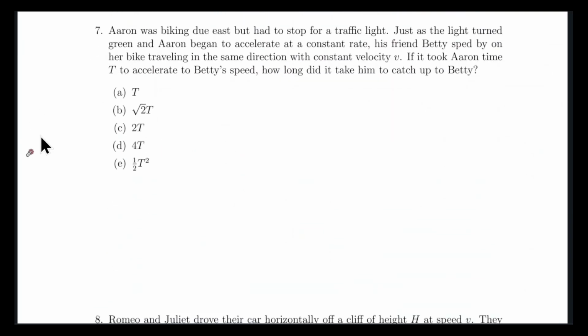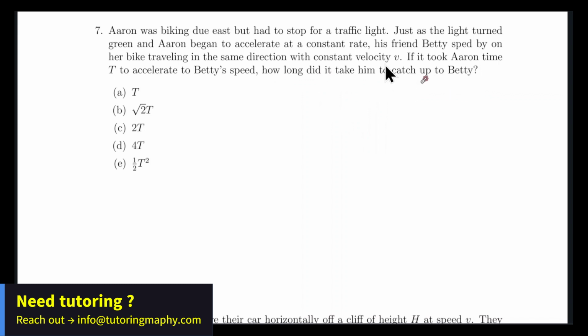Aaron was biking due east but had to stop for a traffic light. Just as the light turned green and Aaron began to accelerate at a constant rate, his friend Betty sped by on her bike traveling in the same direction with constant velocity v. If it took Aaron time t to accelerate to Betty's speed, how long did it take him to catch up to Betty?